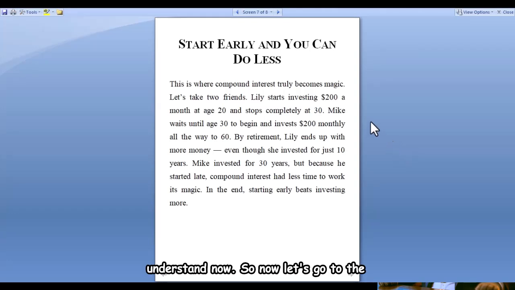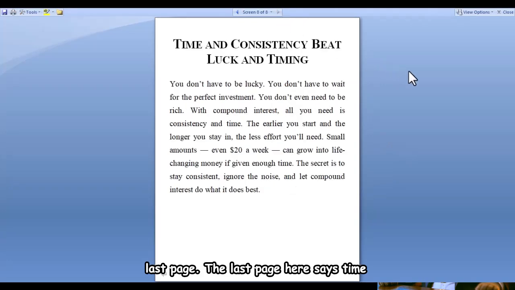So I hope you understand now. So now let's go to the last page. The last page here says time and consistency beats luck and timing. You don't have to be lucky. You don't have to wait for the perfect investment. You don't even need to be rich. With compound interest, all you need is consistency and time.